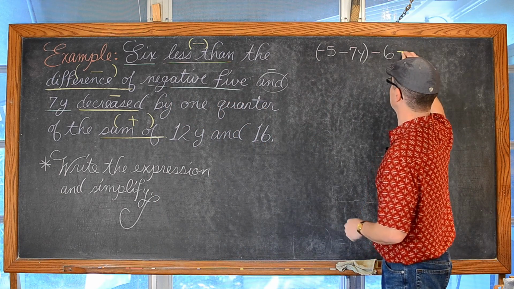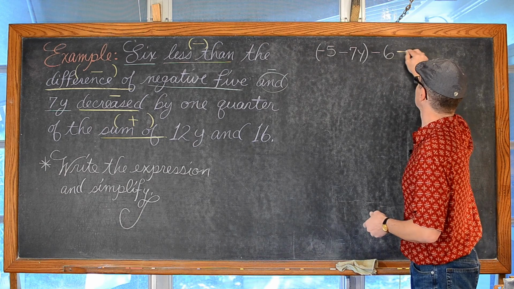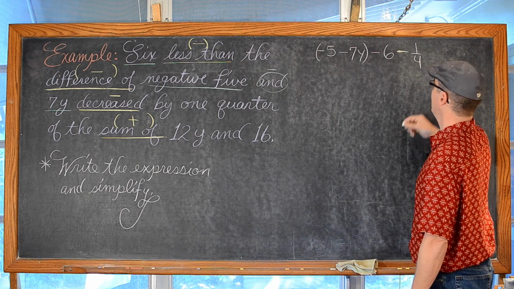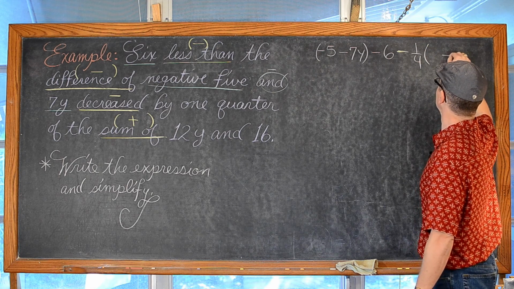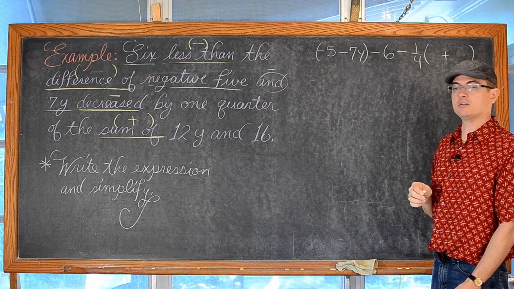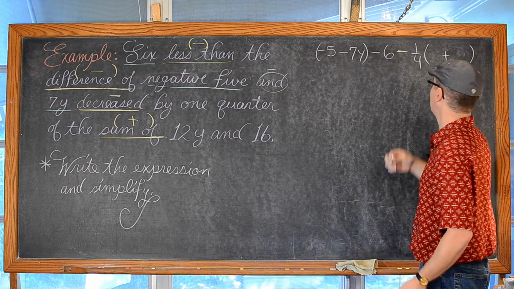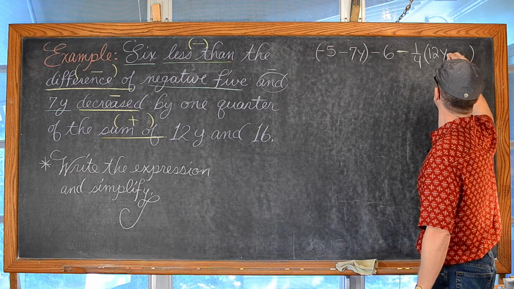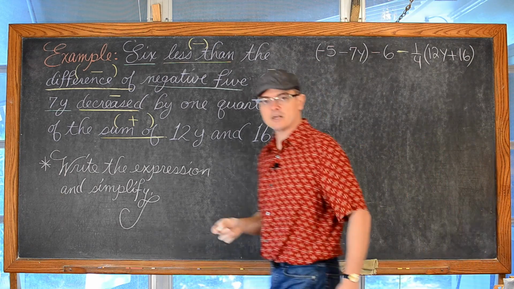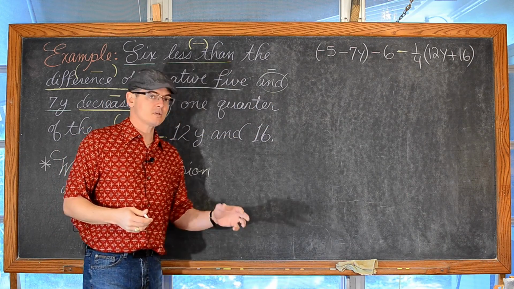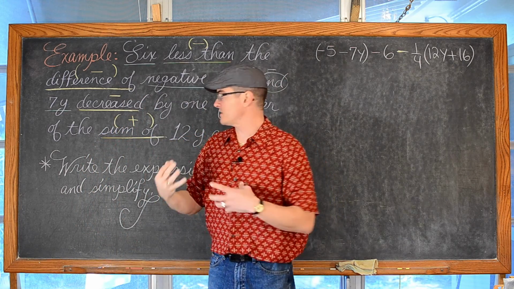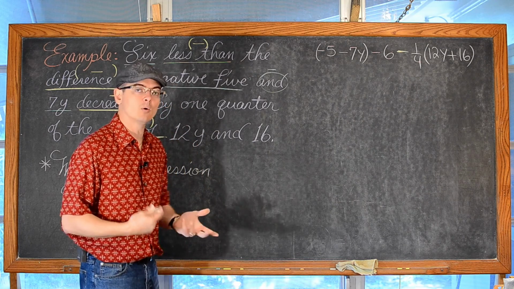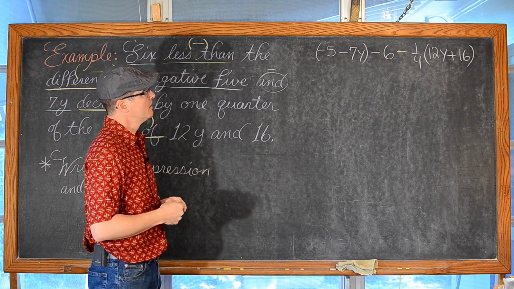So we're decreasing by 1/4 of the sum of, so parentheses with an addition inside, and what we're finding the sum of is 12y and 16. Okay, so not the simplest example of turning words into an algebraic expression, but at this point, hopefully we can handle some more difficult ones.